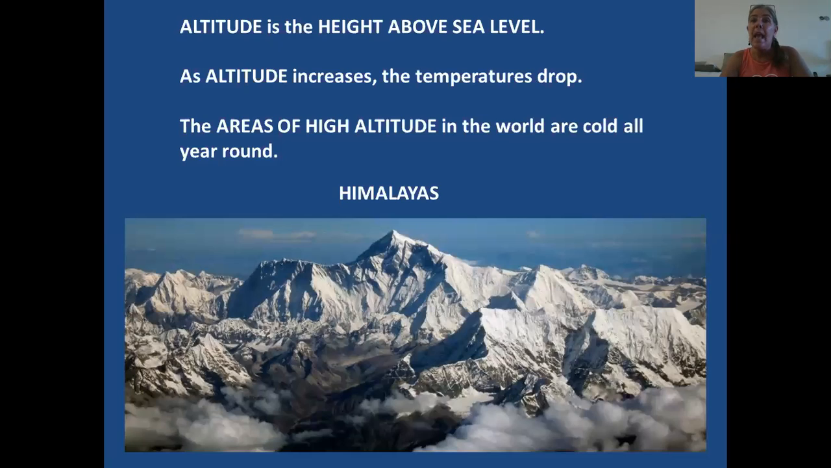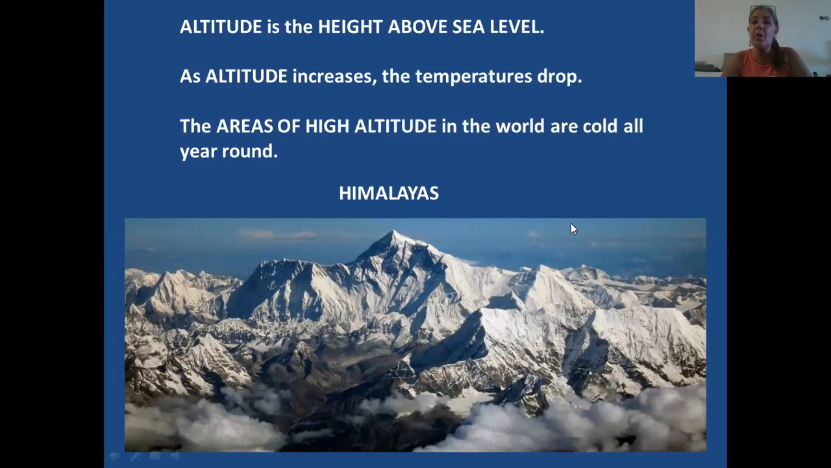And the last thing that we're going to see is, what is altitude? Altitude is the height above sea level. So as altitude increases, the temperatures drop. So the areas of high altitude in the world are cold all year round.